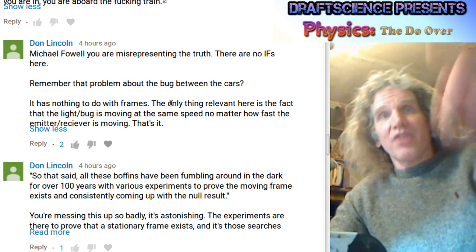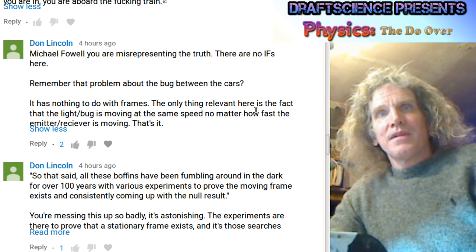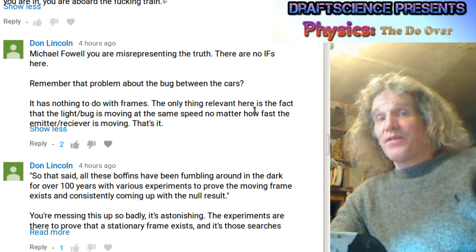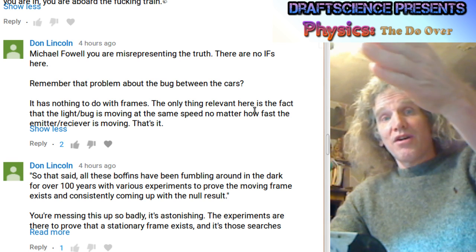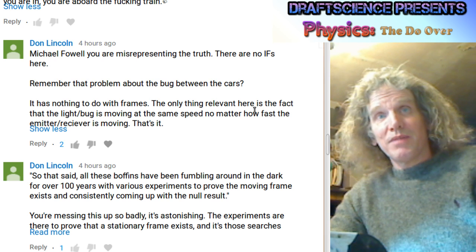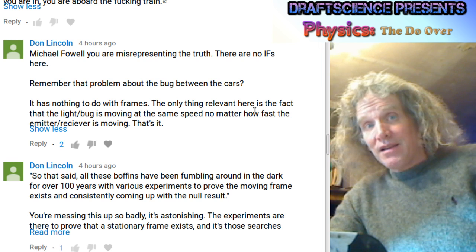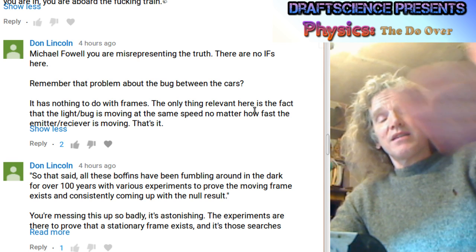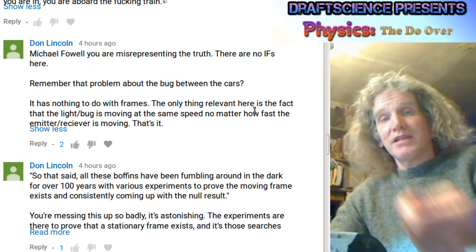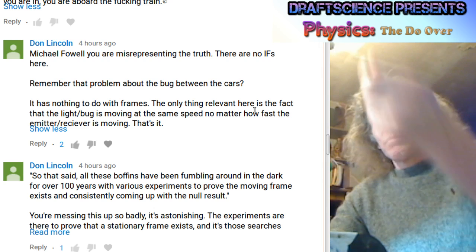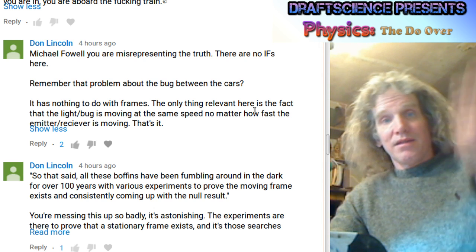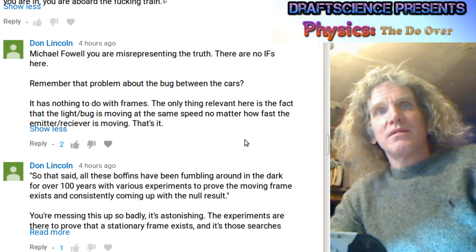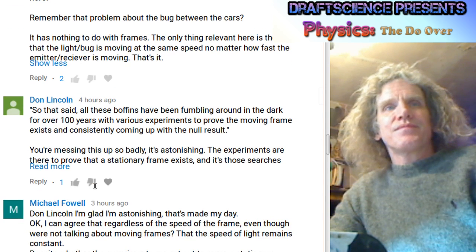That's the only thing that's relevant: the fact that I will throw my rock and it'll hit the target sooner when the target's moving towards me. That's the only relevant fact here. The target didn't move at a different speed. No, it just took less time for my rock to get there. My rock went the same speed. The target's moving the same speed. But the time it takes to hit it is quicker. All right.